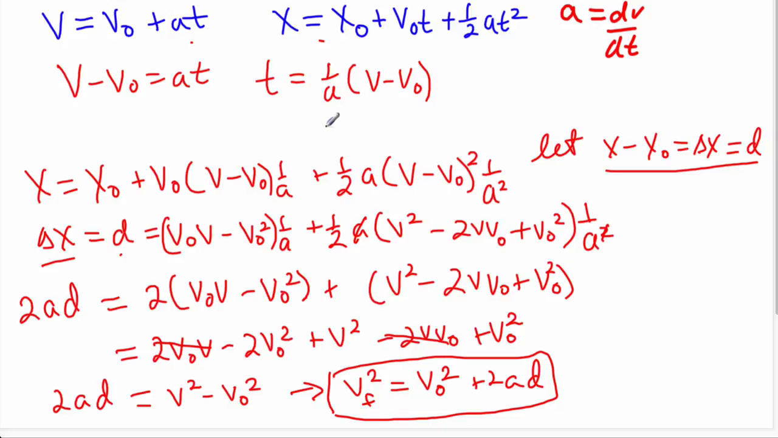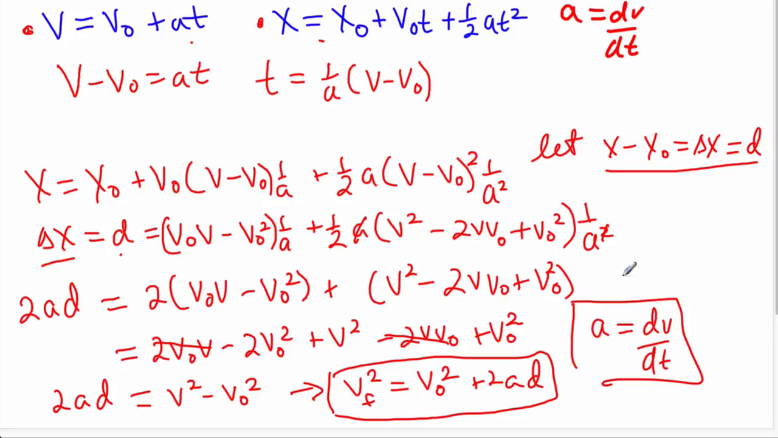The expressions that you definitely have to remember: v equals v naught plus at, x equals x naught plus v naught t plus 1/2 at squared, vf squared equals v naught squared plus 2ad. The expression a equals dv/dt is really the heart of this entire enterprise that we've just done, so that's another one I'll box. And velocity is dx/dt. So there we go: 1, 2, 3, 4, 5.